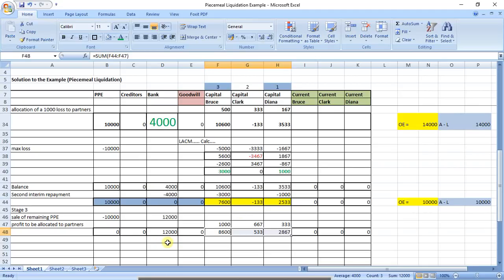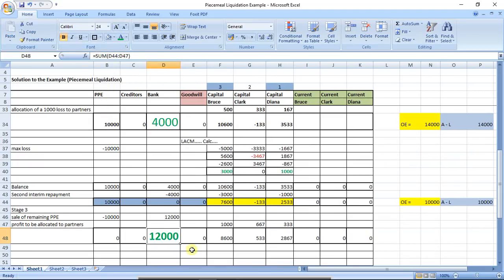Okay, so my question to you guys is, will loss absorption capacity method apply now? Think about it. Well, the answer would be no. Why not? Well, if you look at this, I've got cash that's available. Okay, so loss absorption capacity method, when will it apply? We need to check option 1. Option 1 is, is there cash available for distribution? Right, and the answer is yes.